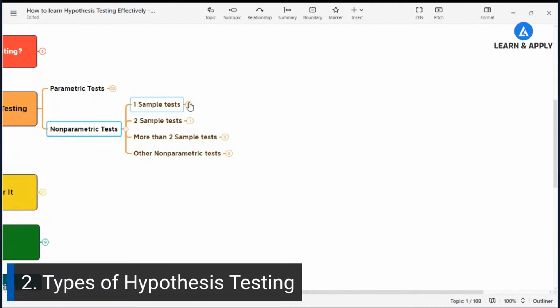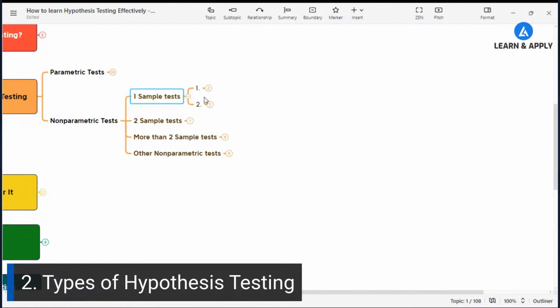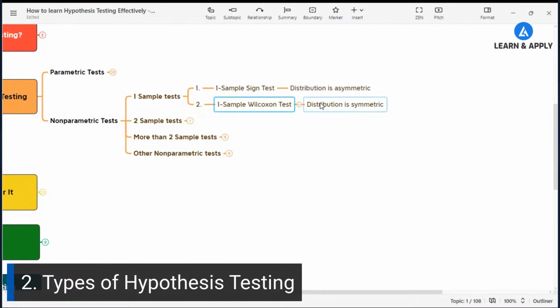In the one sample test, there are two main types. One is called the one sample sign test and the other is the one sample Wilcoxon test. These depend on whether your distribution is symmetric or not. If your distribution is symmetric, that means if you cut it in half, the left side is equal to the right side, we can say it's symmetric. In that case, we are going to use the Wilcoxon test. And if it is not, we are going to use the one sample sign test.